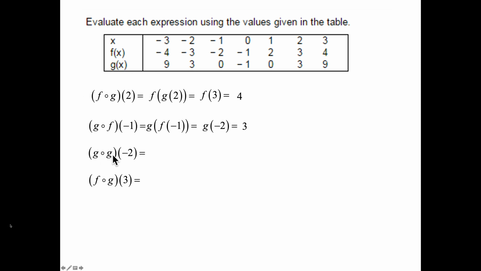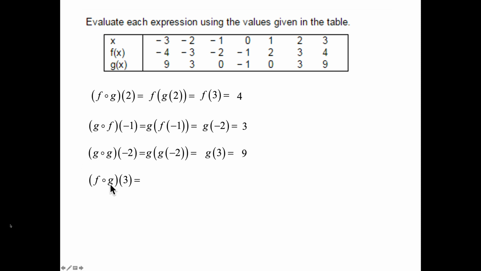All right, try the third one on your own. G of g of negative 2. So if you want to pause the video, pause it. Okay, welcome back. So negative 2 to the g function gives you a 3. Then you go back over to this 3, down to the g row, and get a 9.